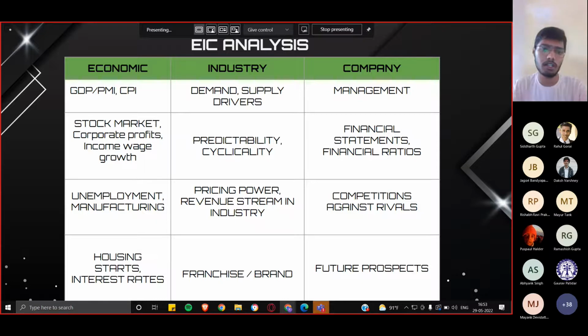Then the stock market is also an indicator. If the stock market is doing good, the economy is doing good. Corporate profits, income wage growth. Income wage growth means the salary hikes that, on average, Indian employees are getting. Then unemployment rate, manufacturing, like all the goods manufactured by the country, housing starts, the construction of new buildings, groundbreaking, and that kind of stuff, and also interest rates. So interest rates by the banks. How does that affect the economy?